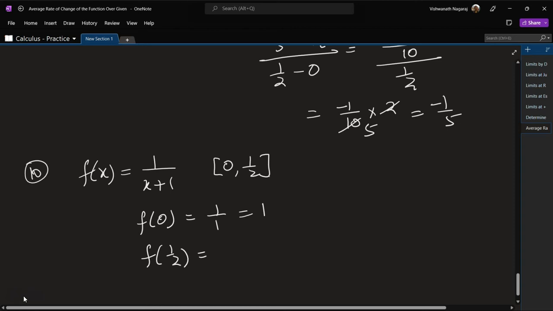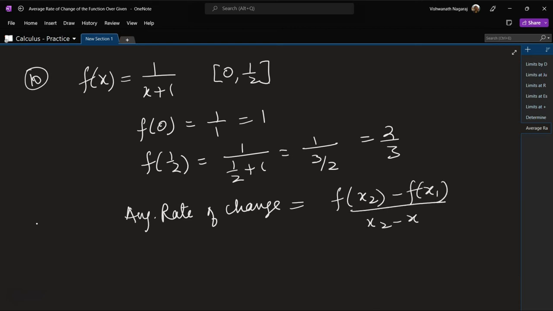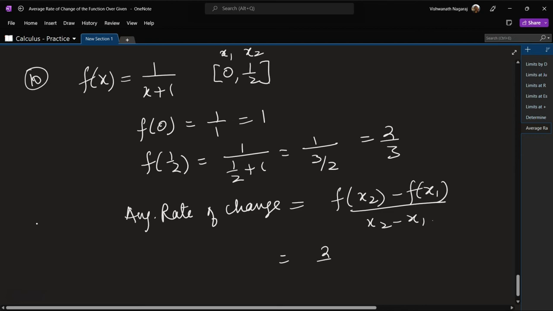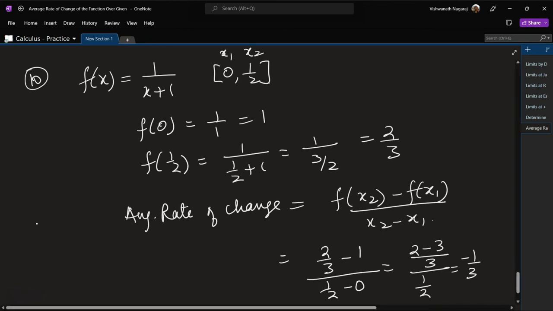F of half is equal to 1 by half plus 1, which is 1 by 3 by 2, which is equal to 2 by 3. And the average rate of change is equal to f of x2 minus f of x1 by x2 minus x1. So here this is x1, this is x2. So this becomes 2 by 3 minus 1 divided by half minus 0. So this becomes 2 minus 3 by 3 by half, which is equal to minus 1 by 3 times 2, which is equal to minus 2 by 3.